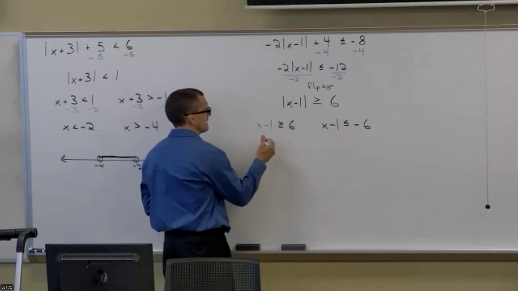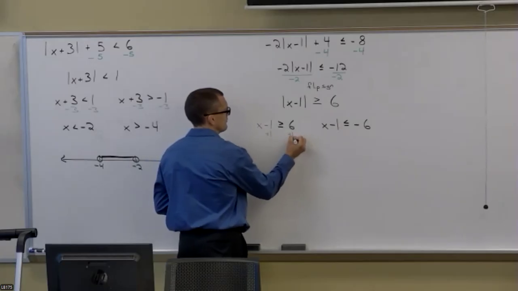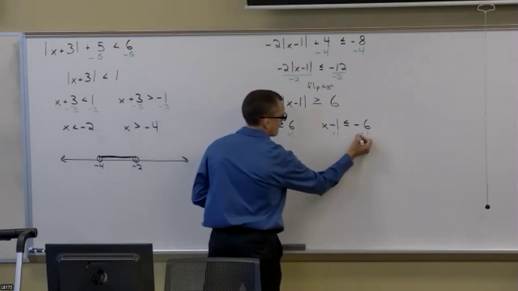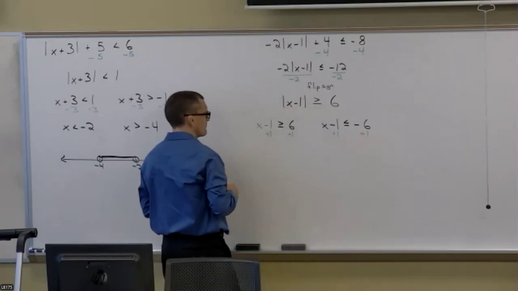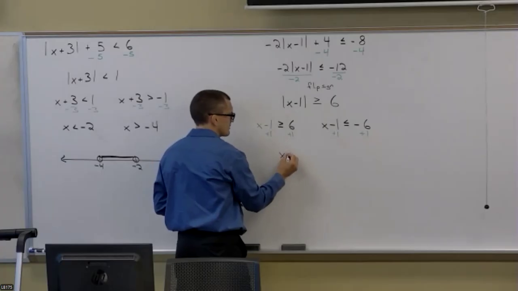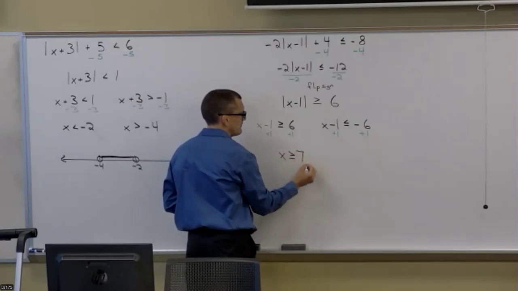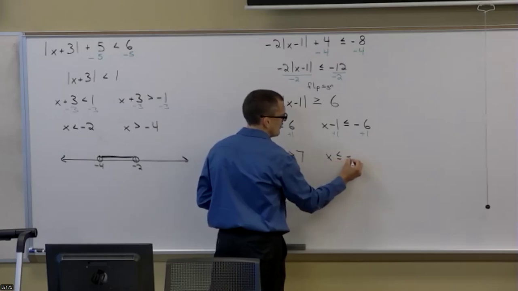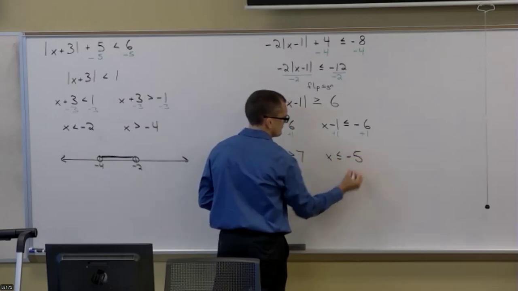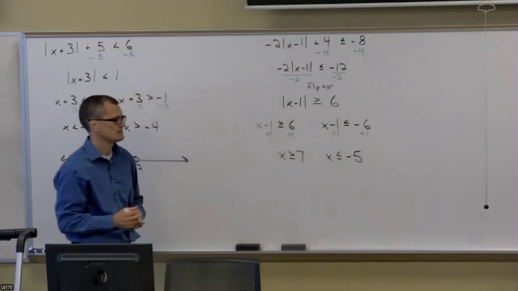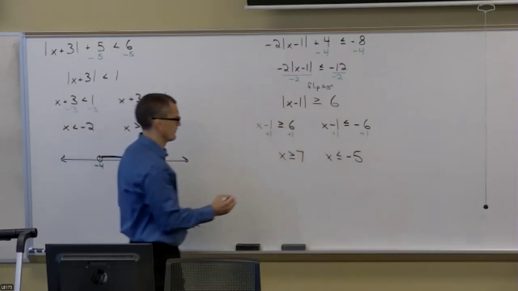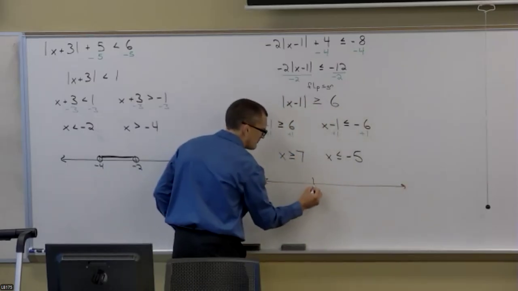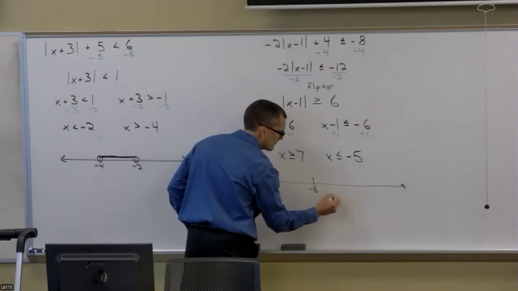Adding 1 to both sides gives me 2 inequalities. The first of which is x greater than or equal to 7. The second is x less than or equal to negative 5. Again, negative 5 is to the left of positive 7.